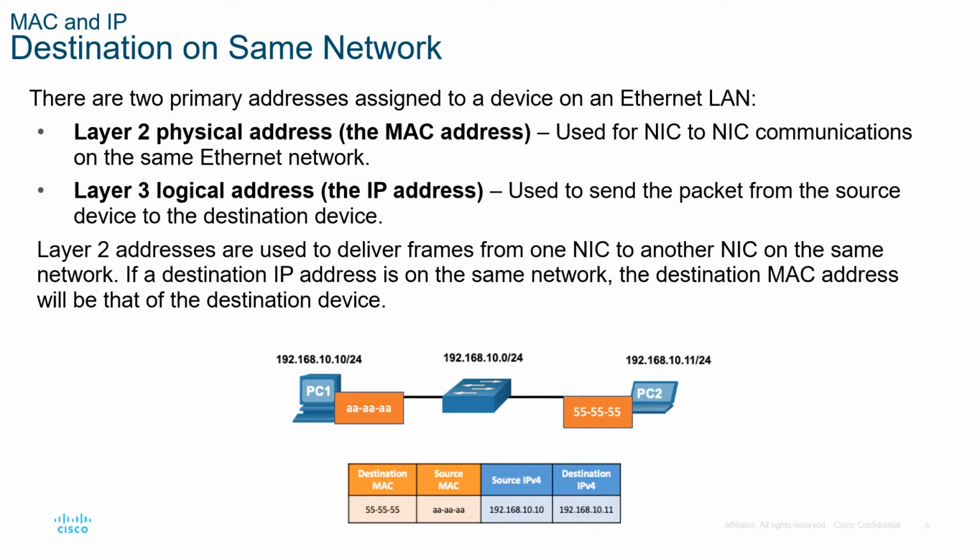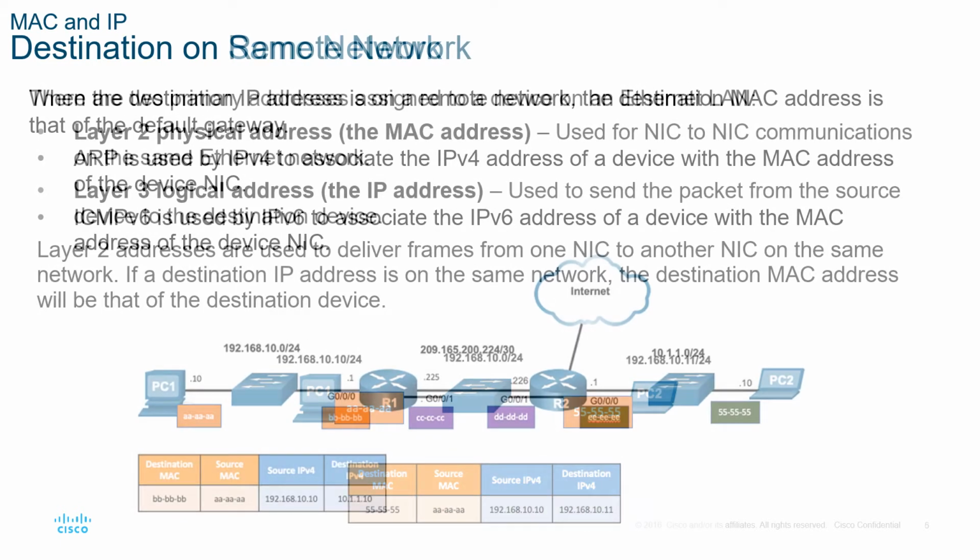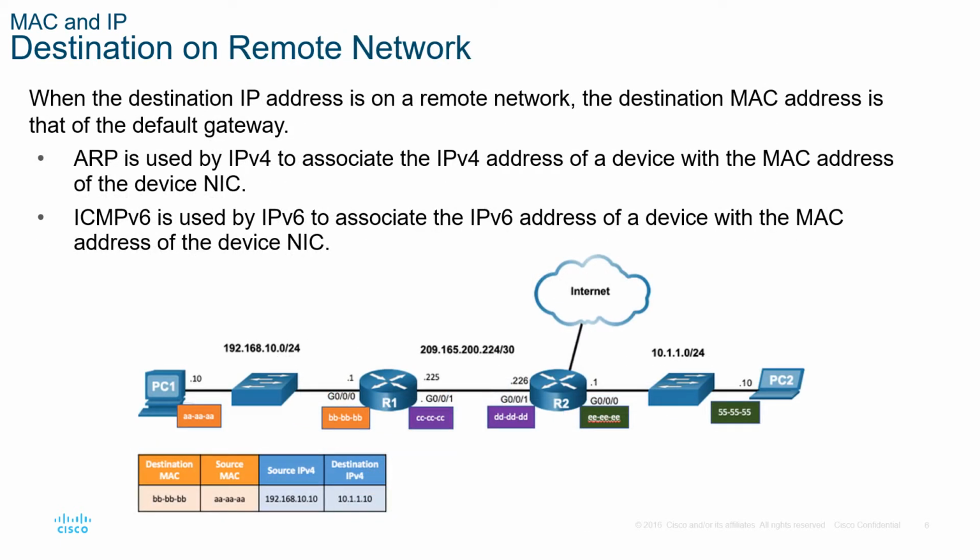The moment that a computer, a sender, sends data, the data is encapsulated with a source IP address and MAC address and a destination IP address and MAC address. And when the destination IP address is on a remote network, the destination MAC address is that of the default gateway. ARP, on the other hand, is used by IPv4 to associate the IPv4 address of a device with the MAC address of the device's LAN card.